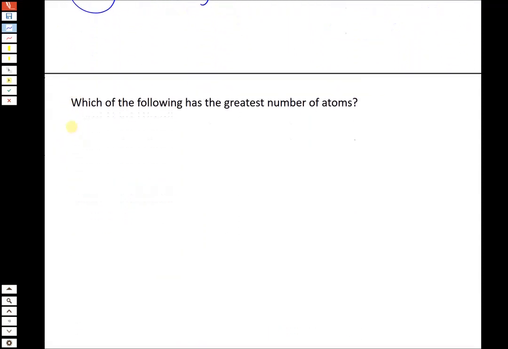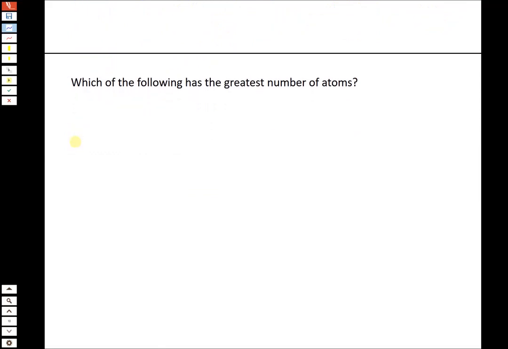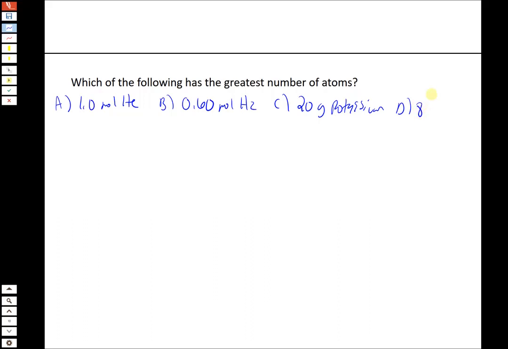Alright, the last question here, and I forgot to write out the answer choices, so give me a second to pull it back up, is which of the following has the greatest number of atoms? So what we have is A, 1.0 moles of helium, B is 0.60 moles of H2, so this is a multiple choice question, C is 20 grams of potassium, D is, let me write this on the next line.